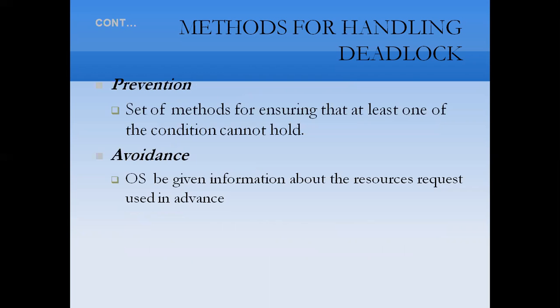Basically, to ensure that deadlock never occurs, the system can use either deadlock prevention or deadlock avoidance. Deadlock prevention provides a set of methods for ensuring that at least one of the necessary conditions cannot hold. And in deadlock avoidance, we require that the operating system be given in advance additional information concerning which resources a process will request and use during its lifetime.